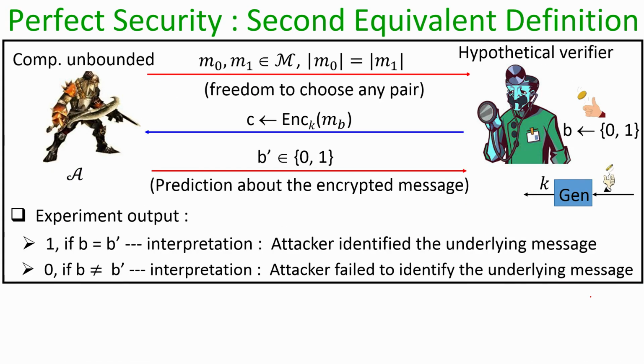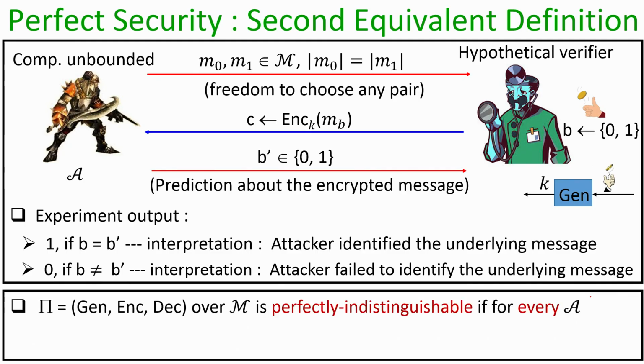Now, this is the experiment, and now we have a definition which says that an encryption process pi, with respect to which this game has been played, is perfectly indistinguishable if for every attacker who participates in this game, the probability that the output of the experiment is 1.